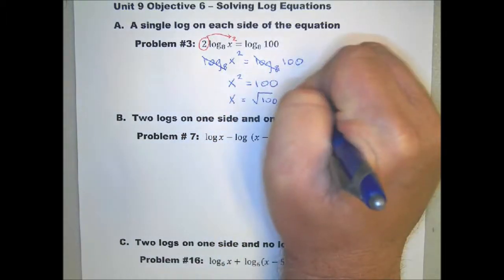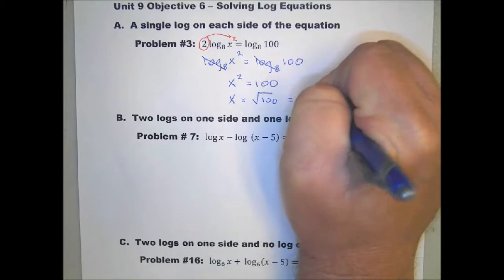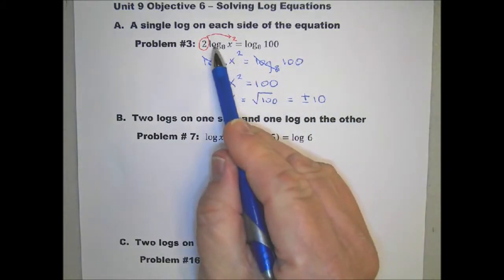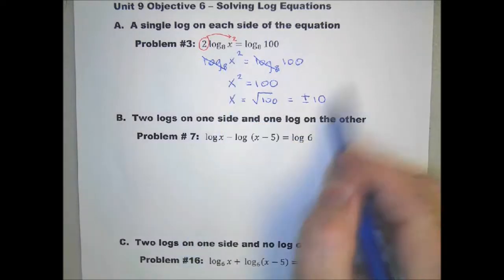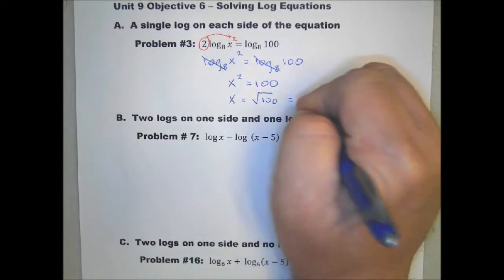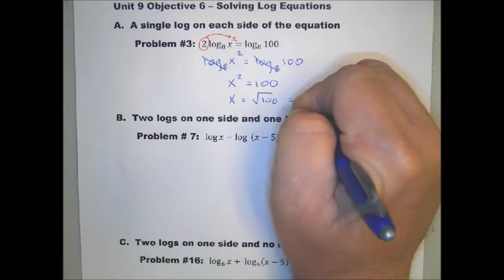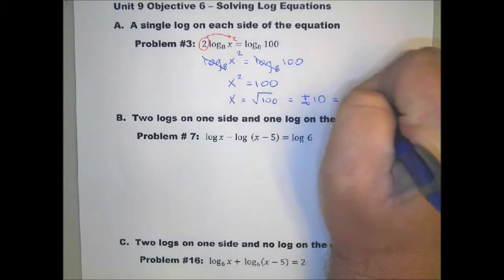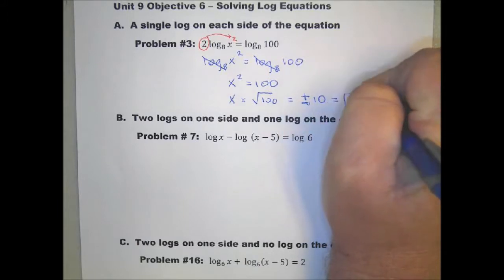plus and minus 10. Now, I got a little problem with that answer. We cannot take the log of a negative number. So the negative 10 actually goes out, and the only answer we really have is the positive 10, not the negative 10.